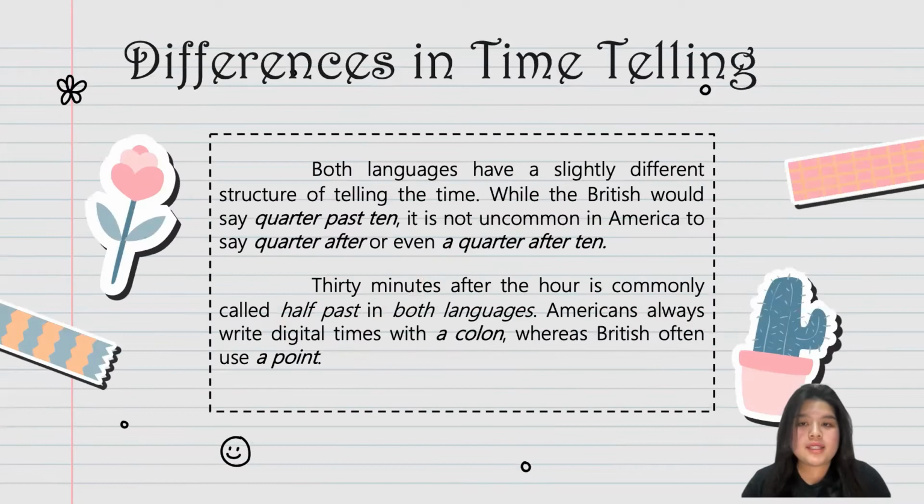And the last is differences in time telling. Both languages have a slightly different structure of telling the time. While the British would say quarter past 10, it is not uncommon in America to say quarter after or even a quarter after 10. 30 minutes after the hour is commonly called half past in both languages. Americans always write digital times with a colon, whereas the British often use a point.